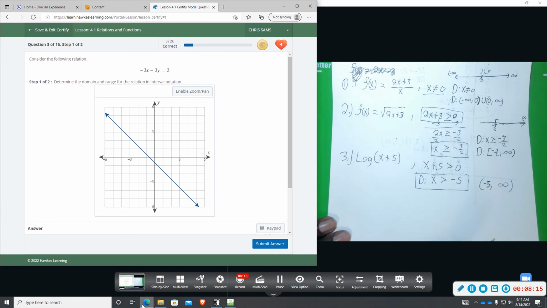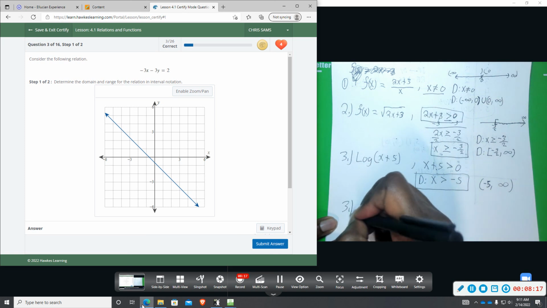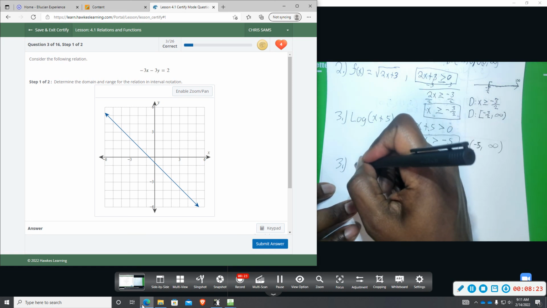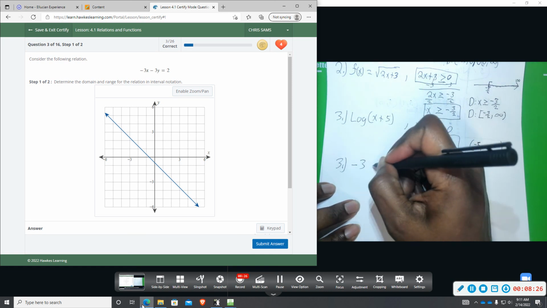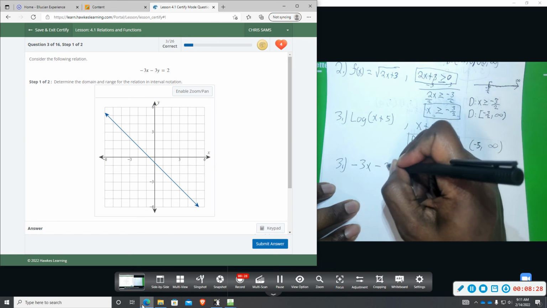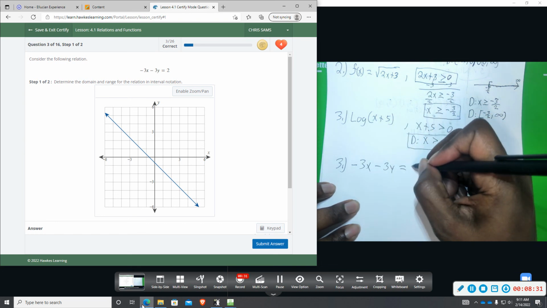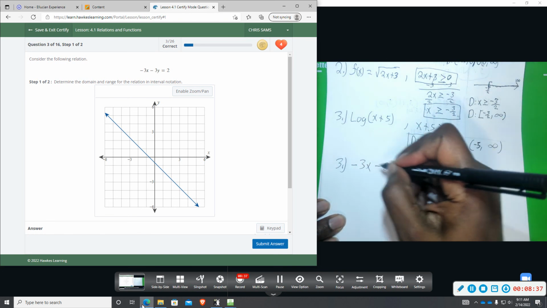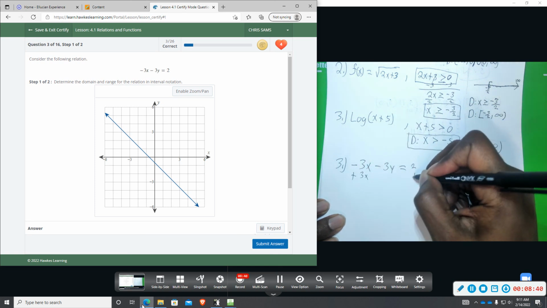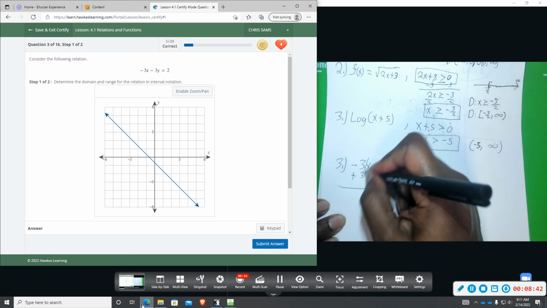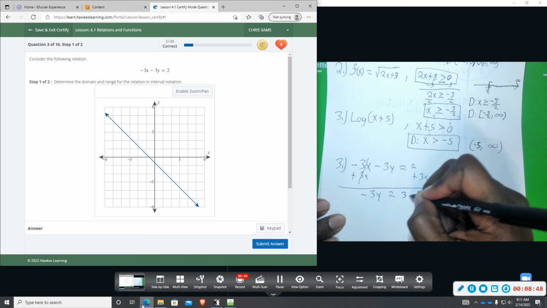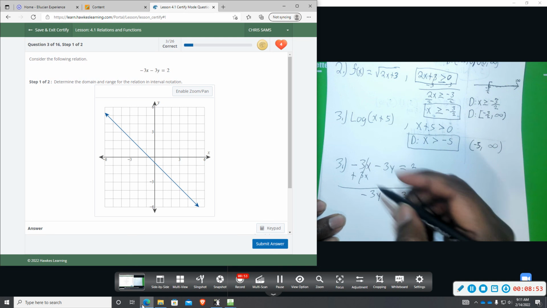So with our example here, and you have the graph so it makes it a little bit easier, negative 3x minus 3y equals 2. I'm going to solve for y. So I'm going to add 3x to both sides. And then we get negative 3y equals 3x plus 2. And then we're going to divide by negative 3.